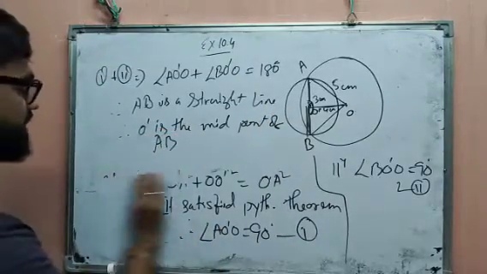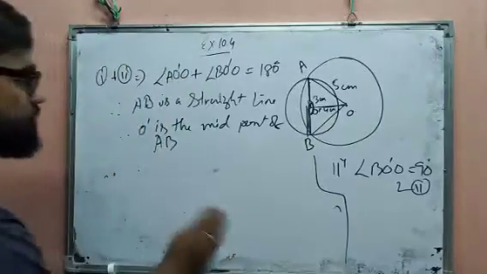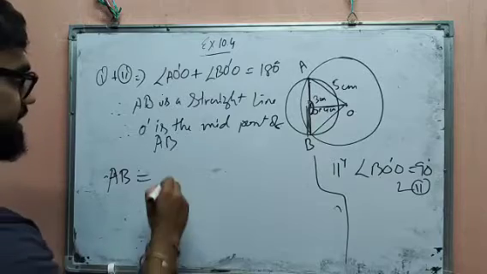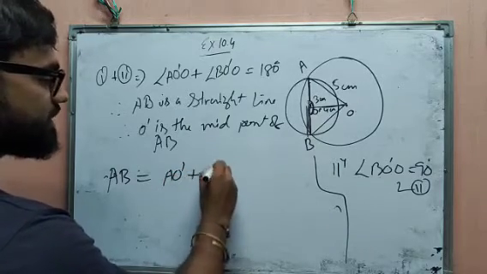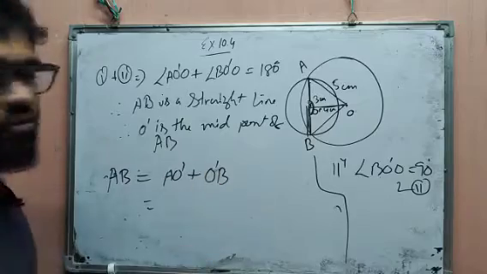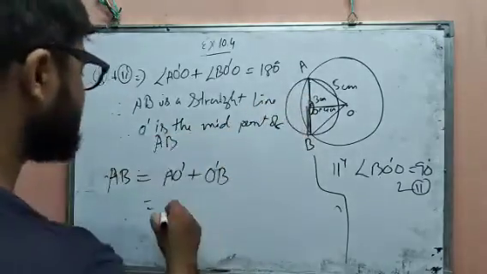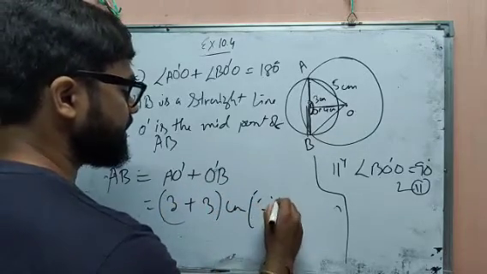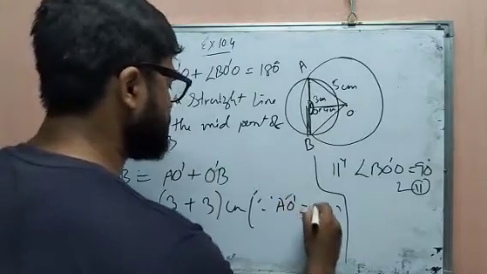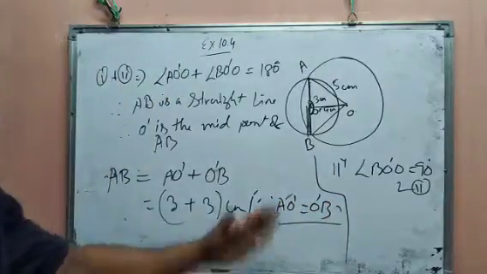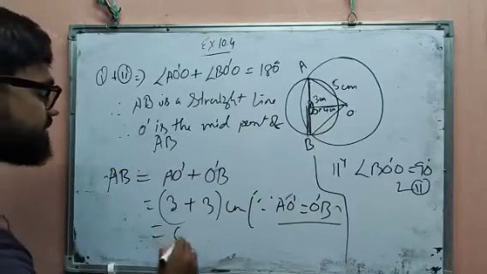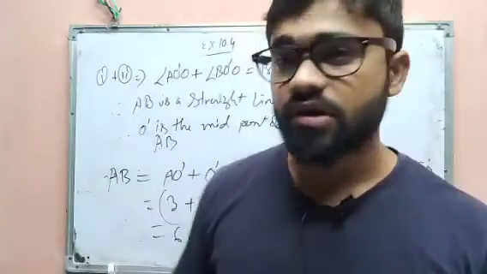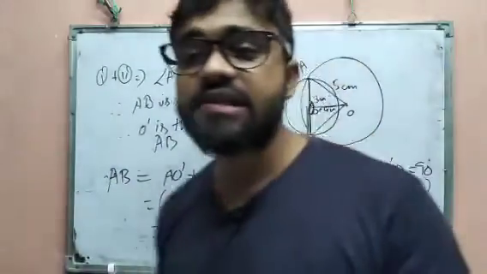As O dash is the midpoint of AB, you can clearly say that AB equals AO dash plus O dash B. The value of AO dash is 3, and in place of O dash B you can also put 3, because AO dash equals O dash B, as O dash is the midpoint of AB. We already have proved this. So you will get your answer as 6 centimeters. Therefore, the length of the chord is 6 centimeters. Okay, this is our final answer.